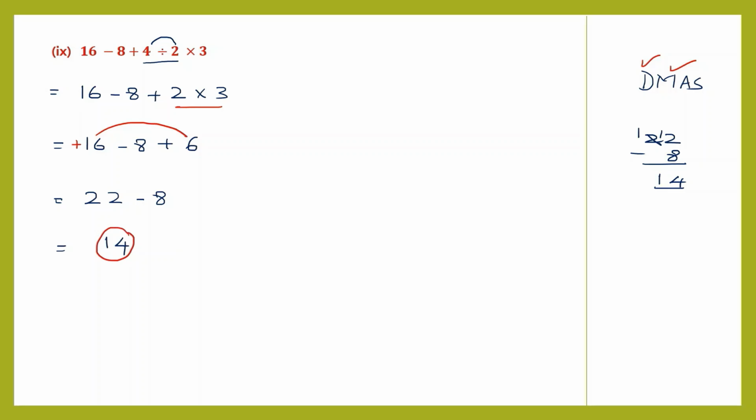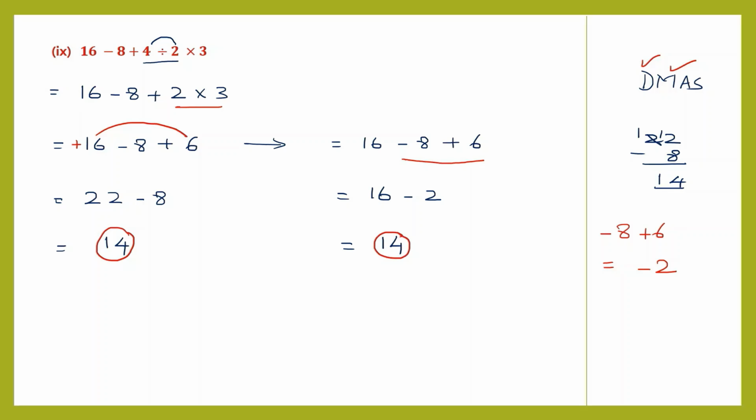Now let me do the other way also. So here we have 16. This step, I'm doing the same step here. 16 minus 8 plus 6. Now we can do addition this way. Minus 8 plus 6. So how much is minus 8 plus 6? Signs are different. Put the sign of the bigger number and subtract. 8 minus 6 is 2. So here what do we get? We get 16 minus 2. 16 minus 2 is 14. So both ways you will get the same answer.